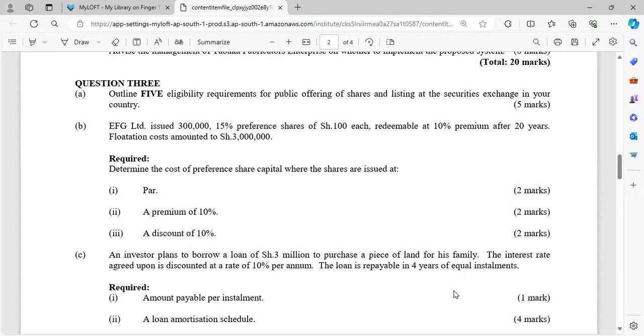EFG Limited issued 300,000, 15% preference shares of shillings 100 each, redeemable at 10% premium after 20 years. Flotation cost amounted to shillings 3 million. Required: determine the cost of preference share capital where the shares are issued at 1, par; 2, a premium of 10%; 3, a discount of 10%.